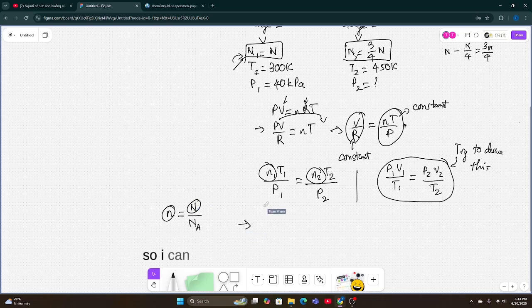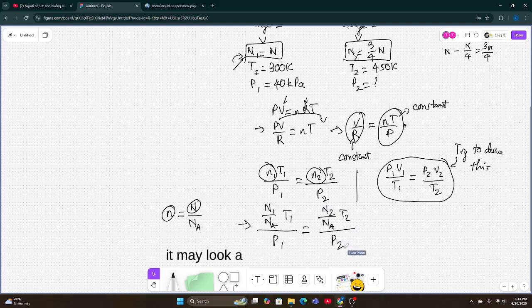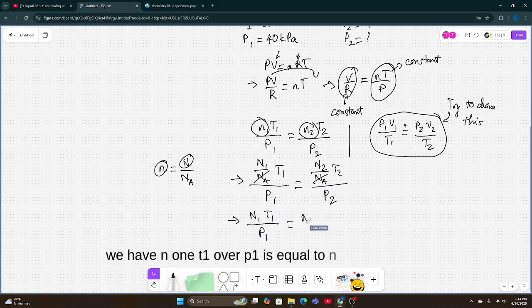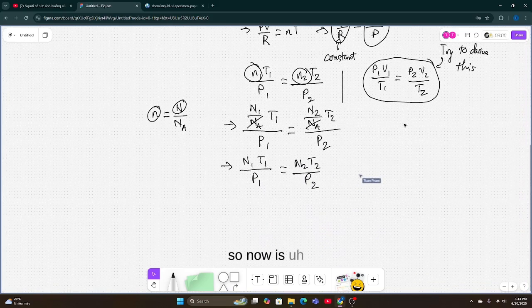So I can write n1 is equal to the number of molecules, big N1, divided by NA, T1 over P1 is equal to N2 over NA, T2 over P2. Okay, it may look a little bit scary to you, but what we can do is cancel the NA on both sides, right? So overall, we have N1 T1 over P1 is equal to N2 T2 over P2, right? So now it's just substitution.